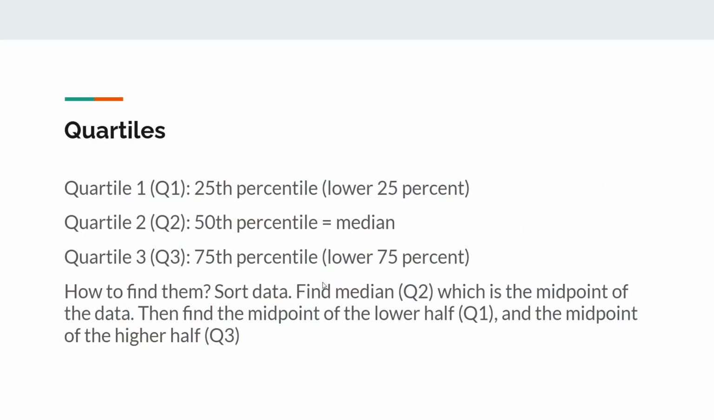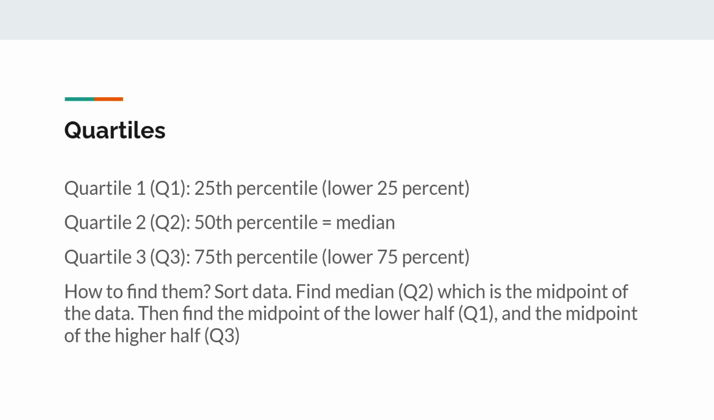Quartile 1 is the first 25% of the data set. Quartile 2 is the 50th percentile, and quartile 3 is the 75th percentile. And we'll talk about errors later, but how do we find them? First, we sort the data from lowest to highest, and then we find the median, which is just going to be the middle point. If the median is 2 points, you just find the average of the two.